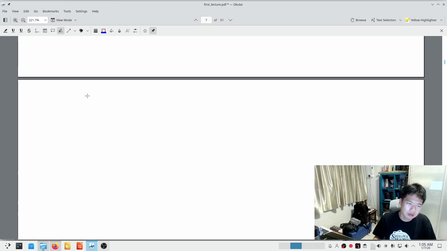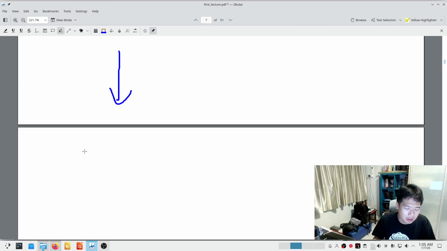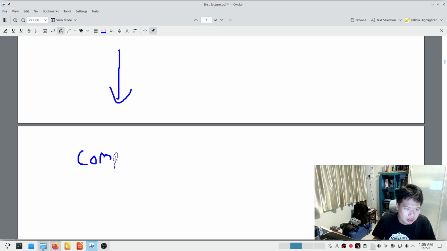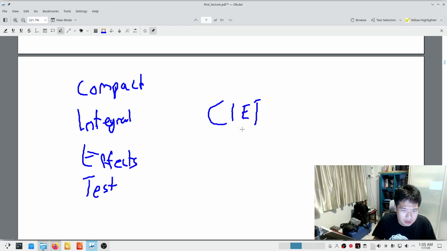So what was constructed at UC Berkeley by a lot of my seniors was the compact integral effects test. And this is the rationale behind CIET.